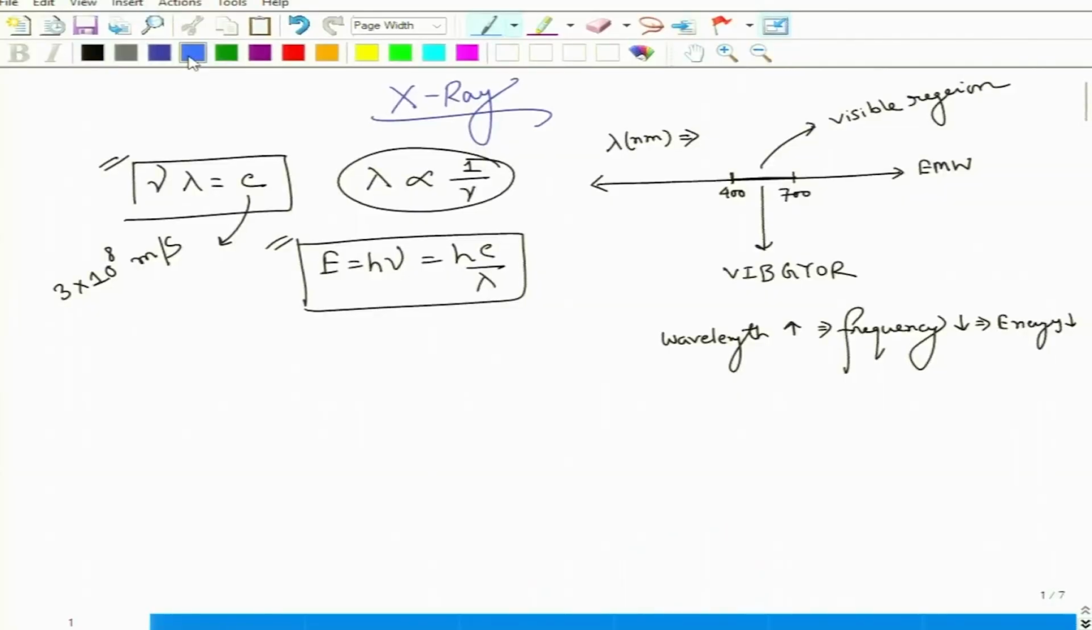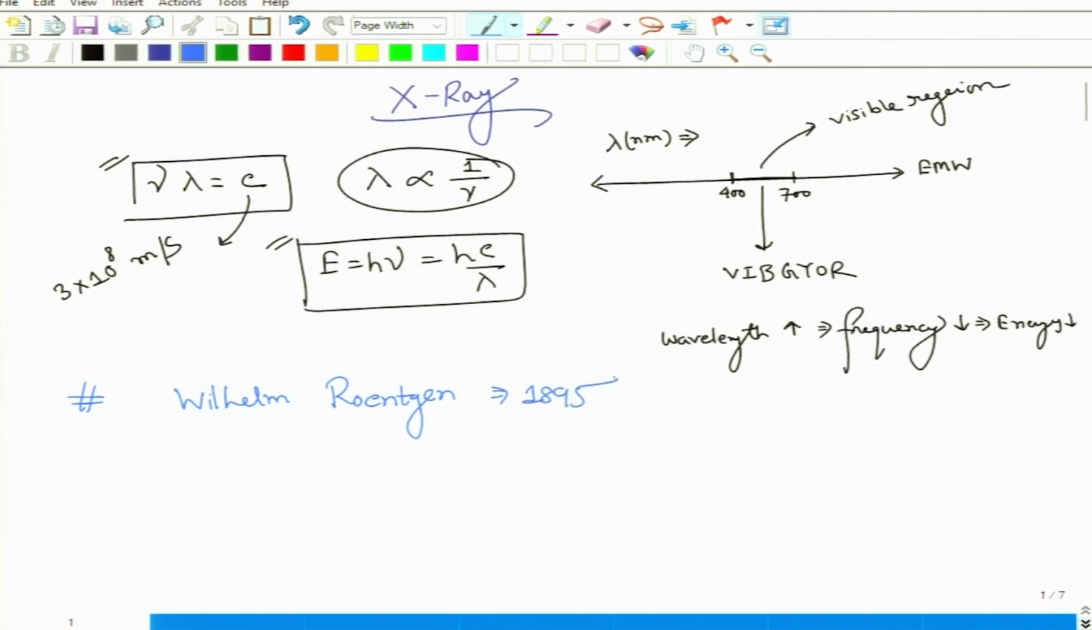Who discovered the X-ray? This is very important. Röntgen did the experiment, and Röntgen discovered the X-ray. German physicist Wilhelm, not William, sorry. Röntgen, this is the spelling. He discovered the X-ray in 1895.